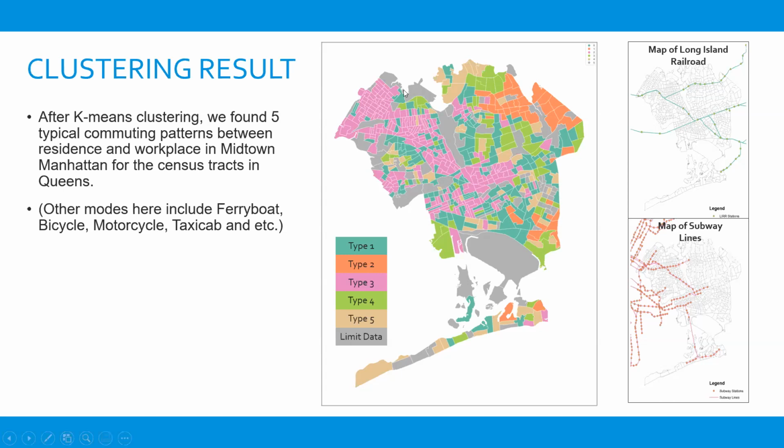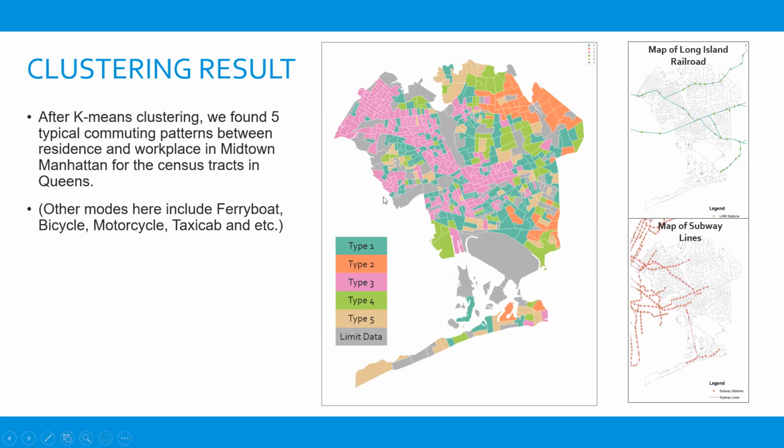So the result is aligned pretty well with the distribution of New York public transit. You can see on the right side, there are 2 maps. The upper map is a map of Long Island Railroad, and the lower map is the map of subway lines in New York City. For here, the result, you can see there's a pink type along the subway line. And for here, the orange type is where a lot of Long Island Railroad stations are located.